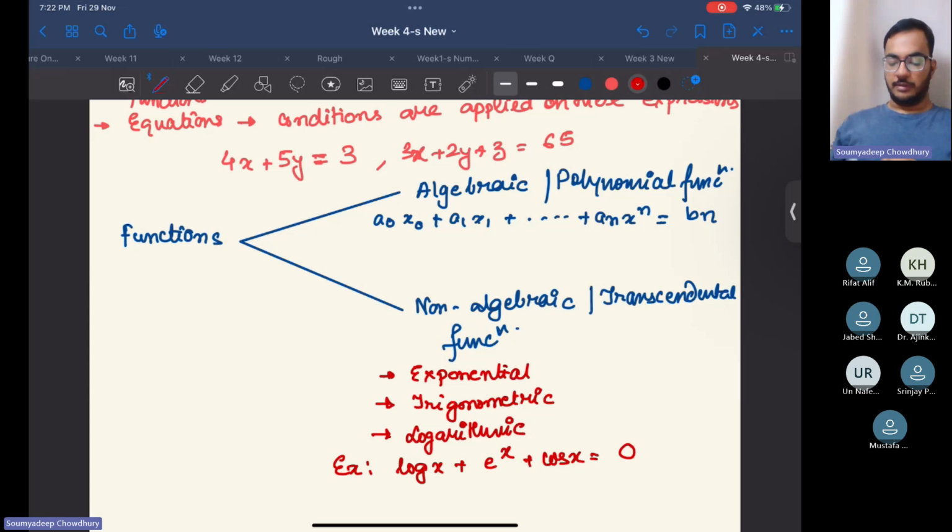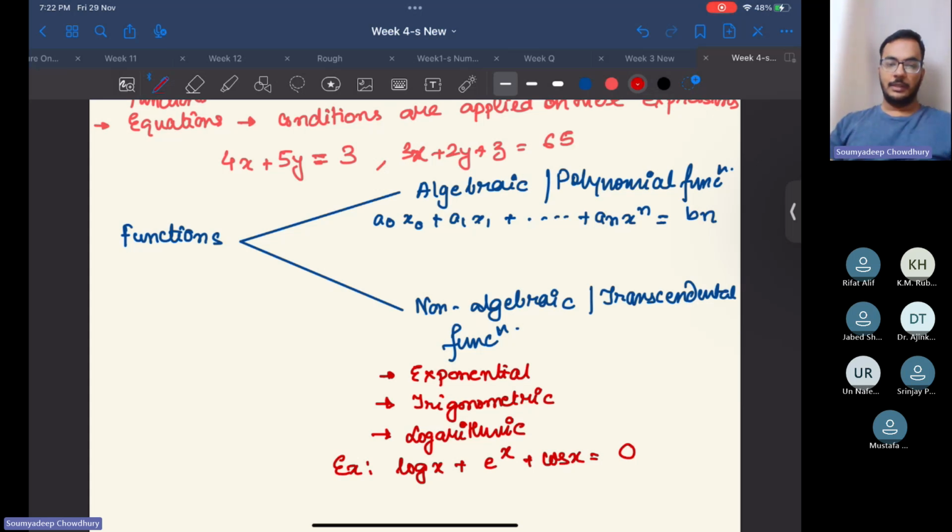These are transcendental equations. Algebraic equations we can solve analytically if the polynomial function is of a lower order, that is, up to second order or first order. But if it is a higher order polynomial, then there are only two options to solve the equation. Either you use the graphical method, that is, you plot the equation and then find the solution, or you use a numerical technique.